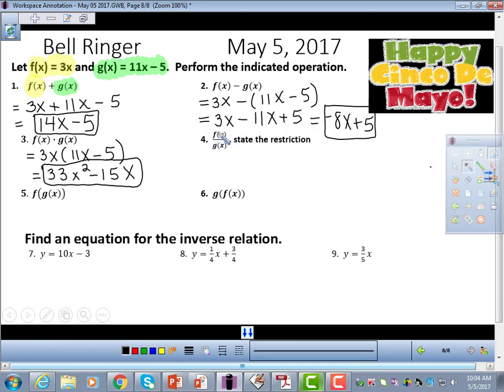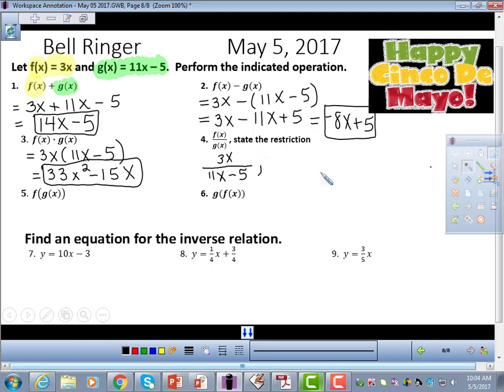Okay. F of x over g of x. 3x over 11x minus 5. You can only reduce when you can factor out. So you're looking to see if in all three terms you have a common factor. Do we have a common factor in all three terms? No, so you can't reduce it.